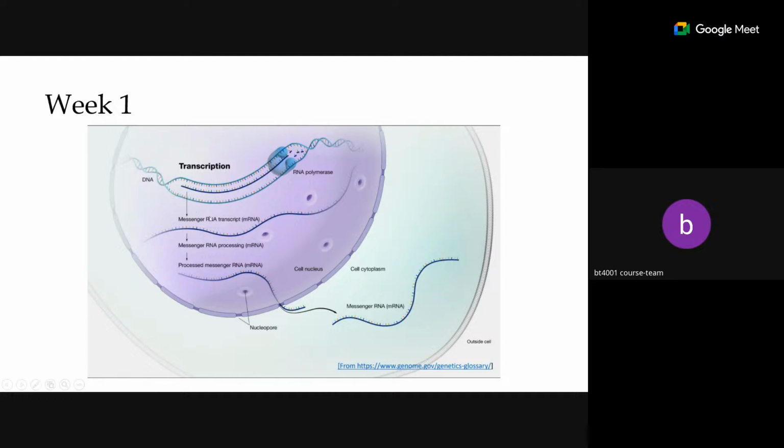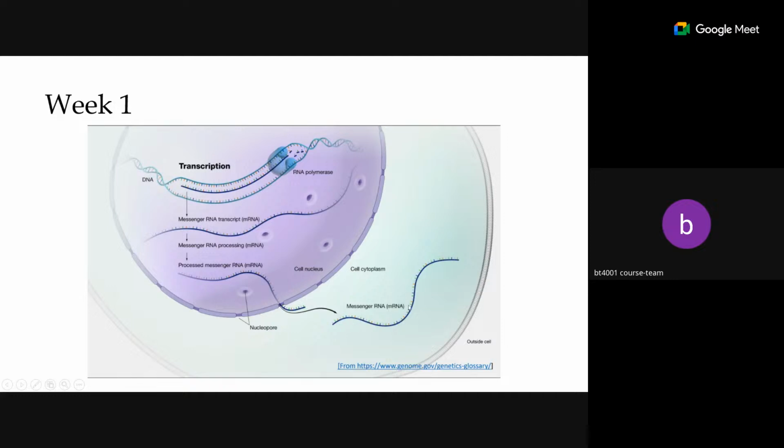This entire thing occurs within the nucleus. Okay, and the reason it occurs within the nucleus is because our DNA is inside the nucleus. So this entire process occurs within the nucleus. Then this mRNA comes out of the cell nucleus into the cell. Okay, so there is a cell, inside the cell there is this nucleus. So it comes outside the nucleus to the cell.